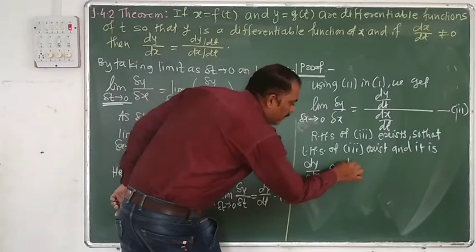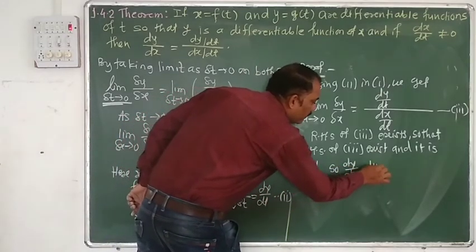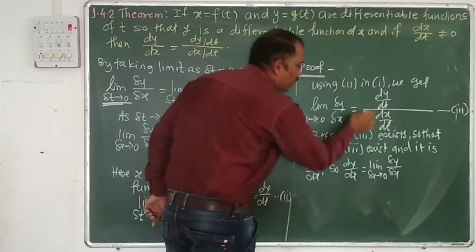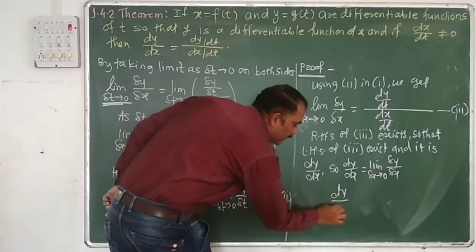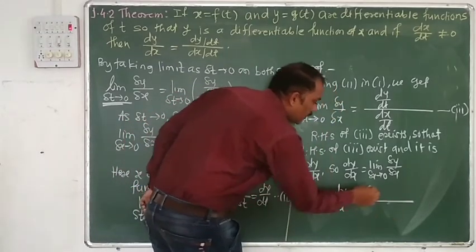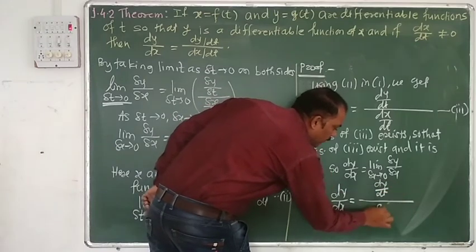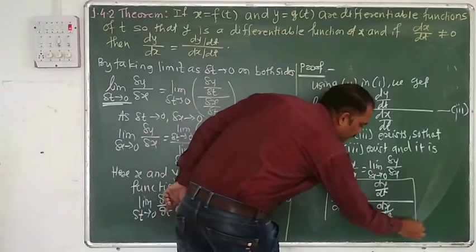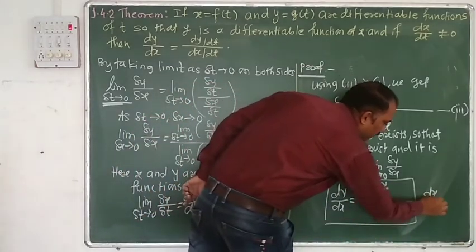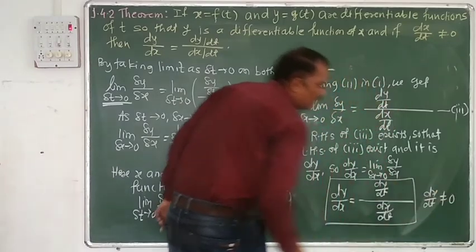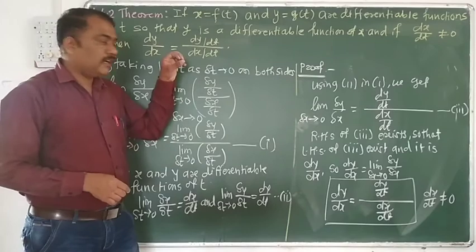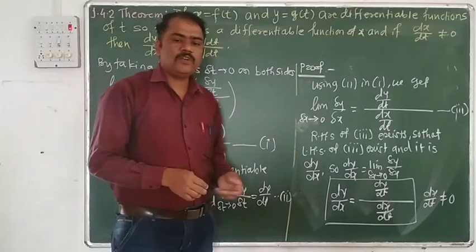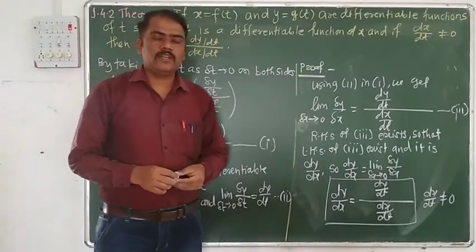So dy by dx is nothing but the limit of delta y upon delta x as delta x tends to 0, so we can use this value here. So dy by dx is equal to dy by dt divided by dx by dt, with the condition that dx by dt is not equal to 0. Here we complete the proof of this theorem. Next, after this, we will discuss some examples related to this.